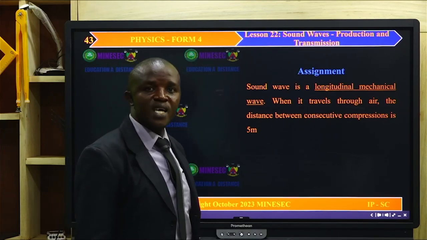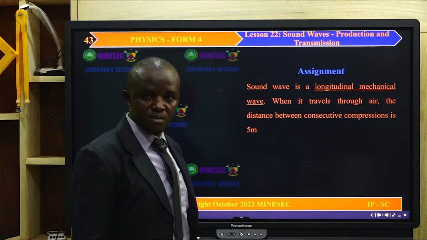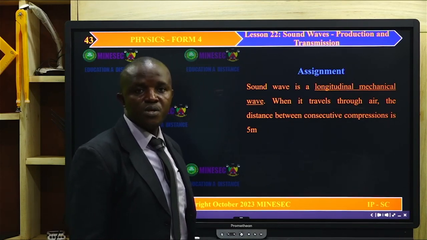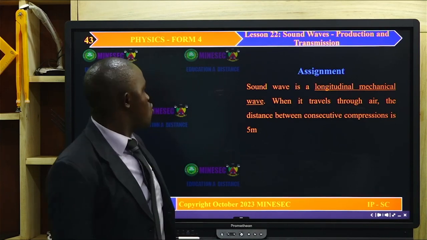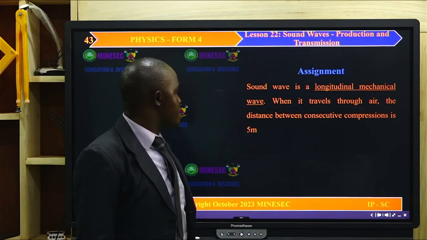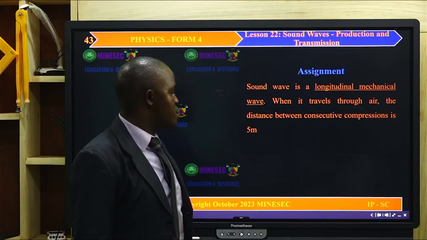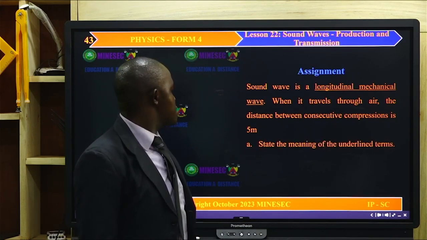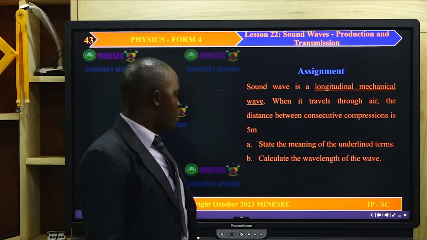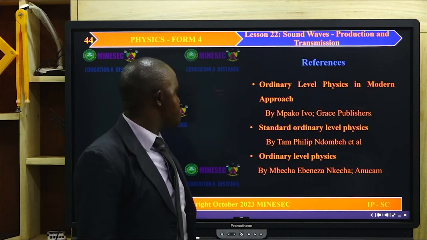Now, as our assignment for you to take home and try to find out how well we have understood the lesson of today: a sound wave is a longitudinal mechanical wave. When it travels through air, the distance between consecutive compressions is 5 meters. State the meaning of the underlined term. Calculate the wavelength of the wave. Okay.